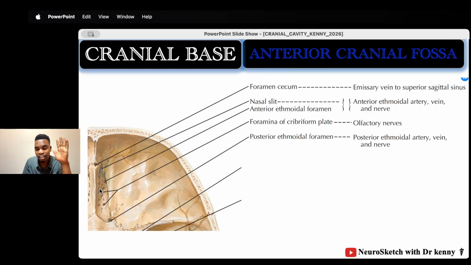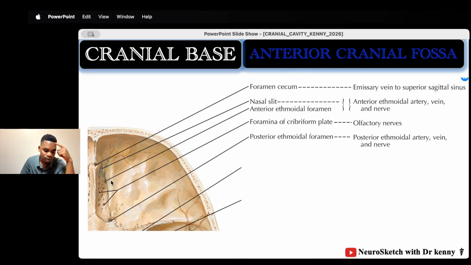You can never forget about the foramina of the cribriform plate, because these are for your cranial nerve number 1, which is the olfactory nerve. So the olfactory nerve has a lot of fibers that go through the ethmoid bone, exiting the ethmoid bone through these foramina, which are called the foramina of the cribriform plate. We have already discussed the ethmoid bone at some point. You have to look for the link and watch that discussion.